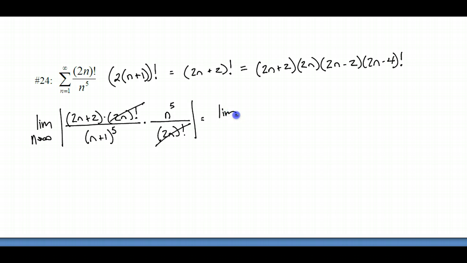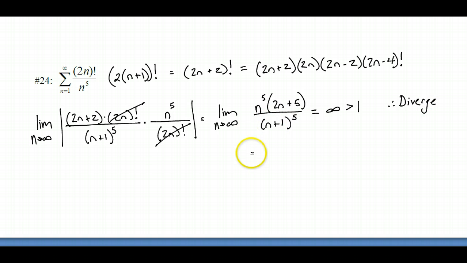Now I have the limit, n approaching infinity, of n to the 5th times 2n plus 2 divided by n plus 1 to the 5th. I know the degree of the numerator is greater than the degree of the denominator, so you could apply L'Hopital 5 times, but that would be rather annoying. And so as long as the degree of the numerator is greater than the degree of the denominator, this limit is equal to infinity. Well, infinity obviously is greater than 1, and therefore this series is going to diverge as well.